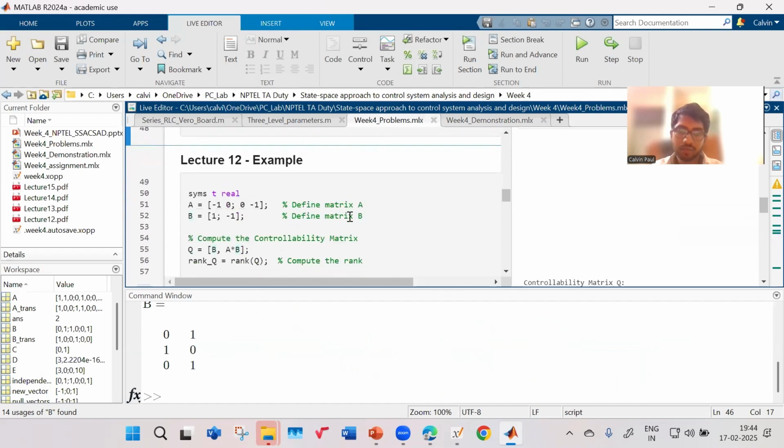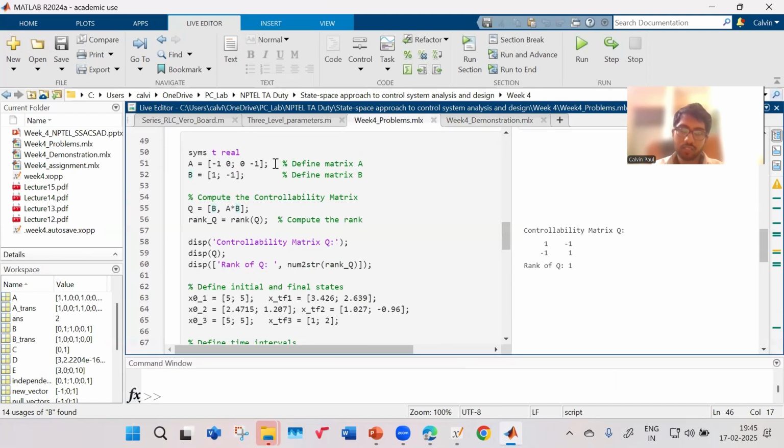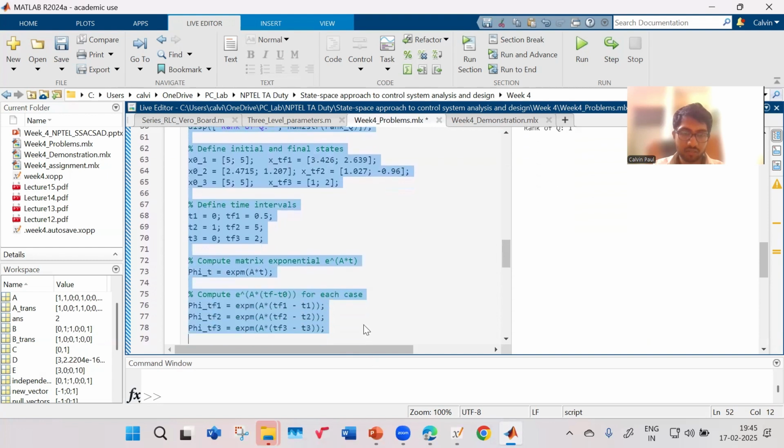Similarly, there is this thing. Okay, this is my A matrix and B matrix, right? So let us check this. I'll go step by step. Let me comment out the remaining things.